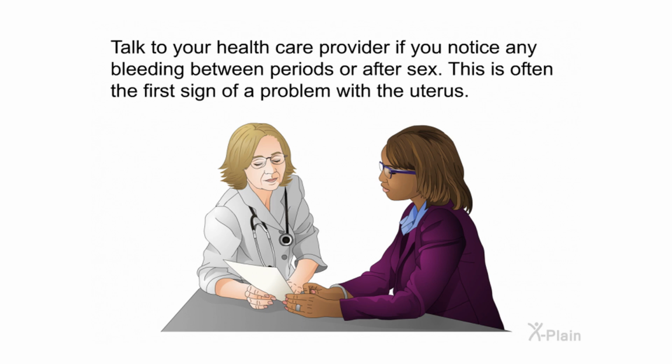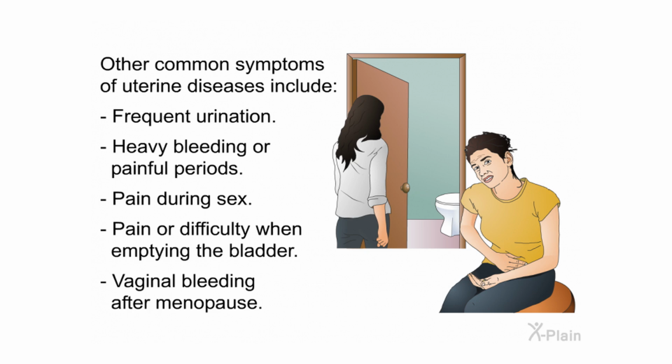Talk to your healthcare provider if you notice any bleeding between periods or after sex. This is often the first sign of a problem with the uterus. Other common symptoms of uterine diseases include frequent urination, heavy bleeding or painful periods, pain during sex, pain or difficulty when emptying the bladder, vaginal bleeding after menopause.